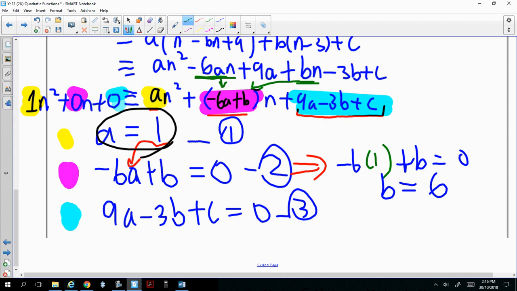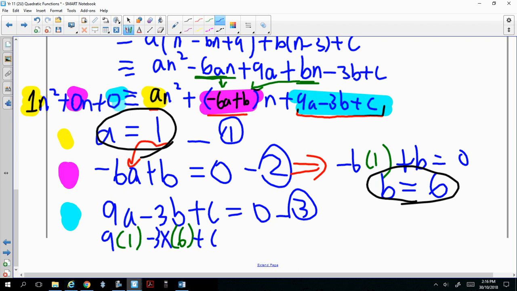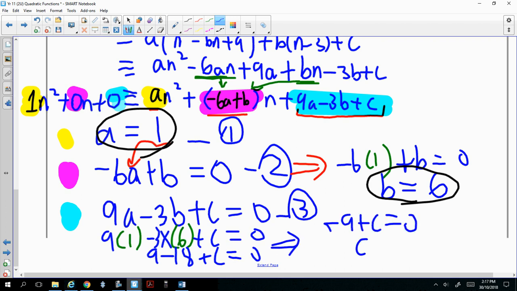So how do I get the c value? Substitute 1 for a, substitute 6 for b, and we're going to work out c. All right, so what do we have? 9 minus 18 plus c, which means that negative 9 plus c is 0. c is 9. All right, any question? Okay, good. So we've got negative 9. And then what do we do?